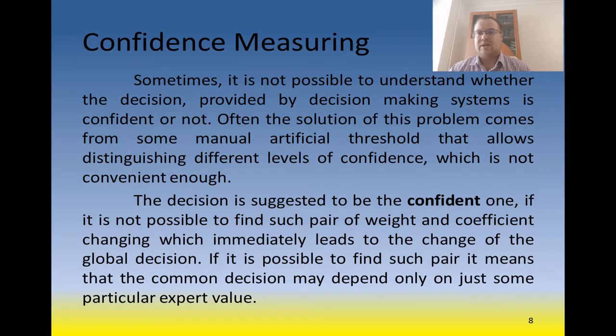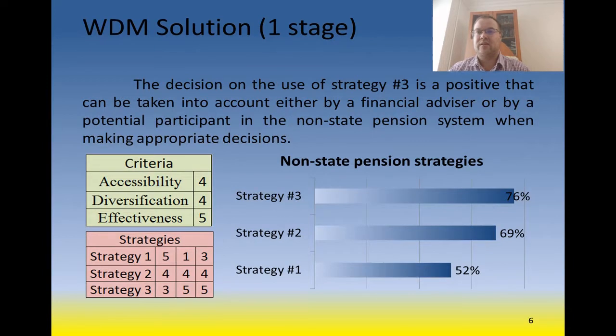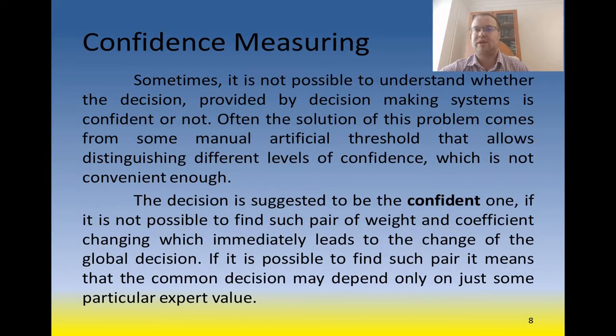So we made such a definition of confident decision. We will say that a decision is confident if we cannot change just one existing value in this table or in this table and achieve a result that is different from this one. So again, if we find some possible change of just one value in this table, and according to these changes strategy 2 will be the winner in this case, we will say that this decision is not confident enough.